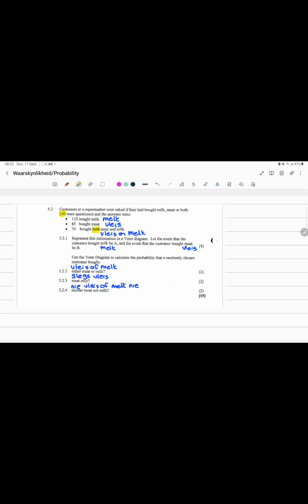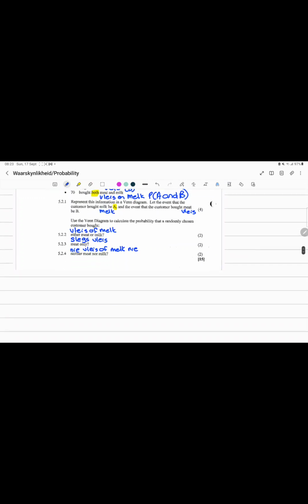Now at 5.2.1 they say, represent this information in a Venn diagram. Let event A be the amount of people who bought milk, so event A will be our milk, and then event B will be the amount of people who bought meat, and then obviously those who bought both will be A and B. So now let's get started drawing this in a Venn diagram.